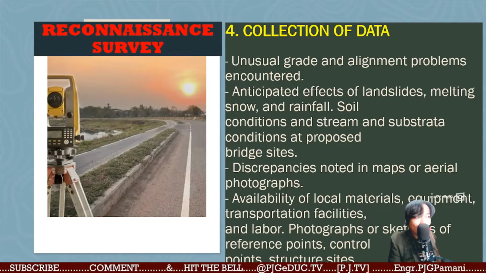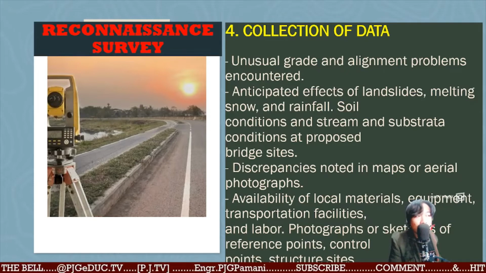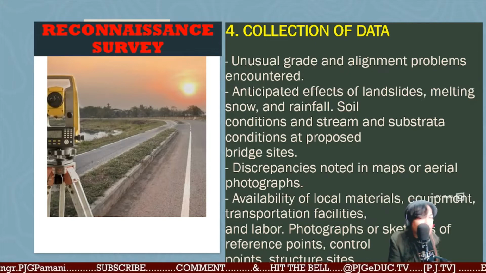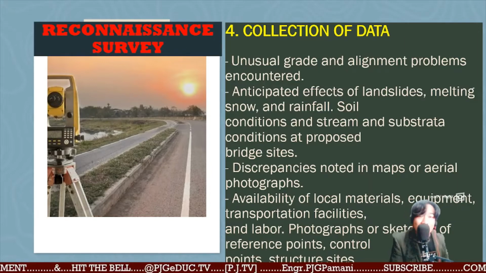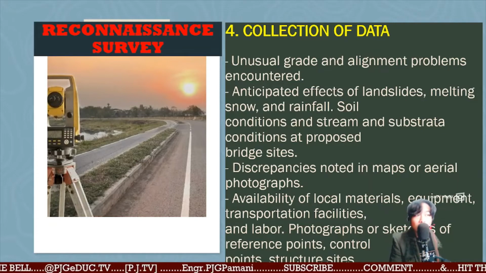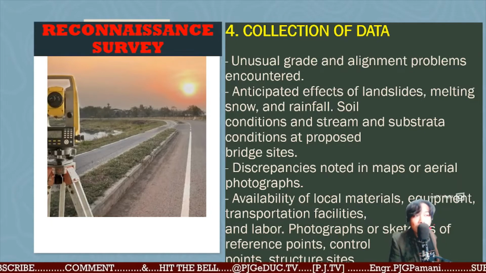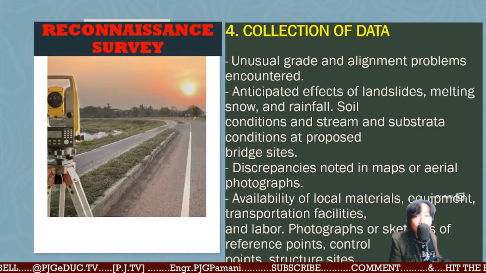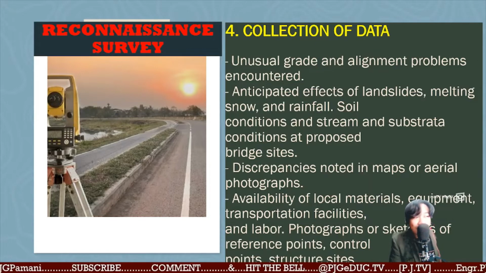Unusual grade and alignment problems encountered, anticipated effects of landslides, melting snow and rainfall, soil conditions and stream substrata conditions at proposed bridge sites. Very important yung information na yan, lalo na dito sa Baguio. Very common ang soil landslide. So that's why we need to provide retaining walls on those sections where we are going to build our roadways. Those retaining walls are very much essential in sustaining the loads that will be caused by those landslides, para lalo na magamit pa rin natin yung roadway even if there is a presence of landslide. And how are we going to clear those landslides later on?